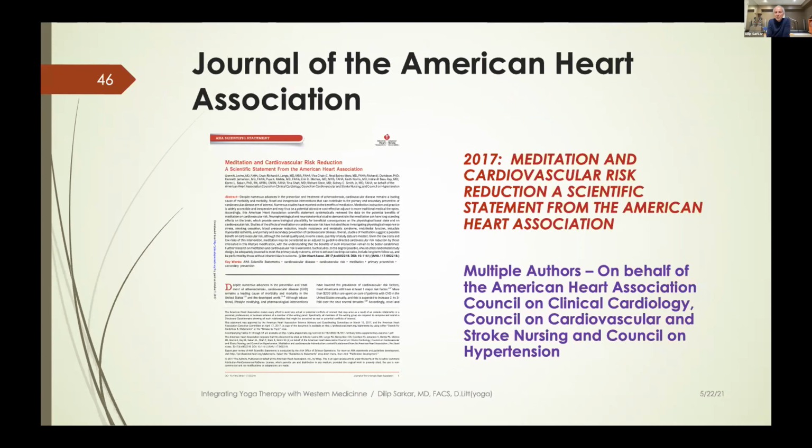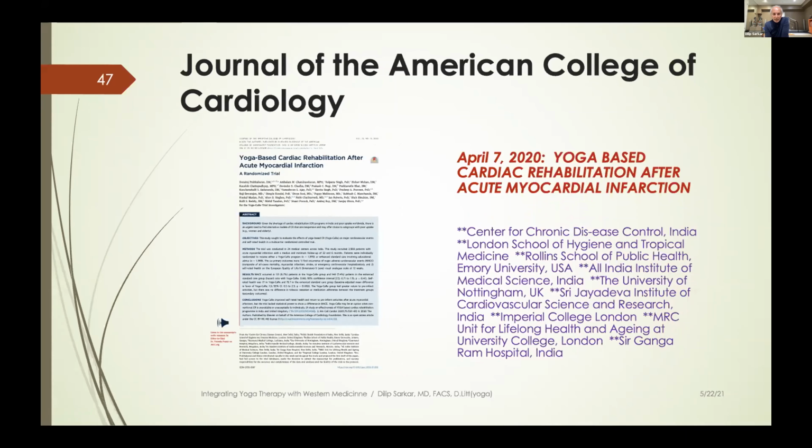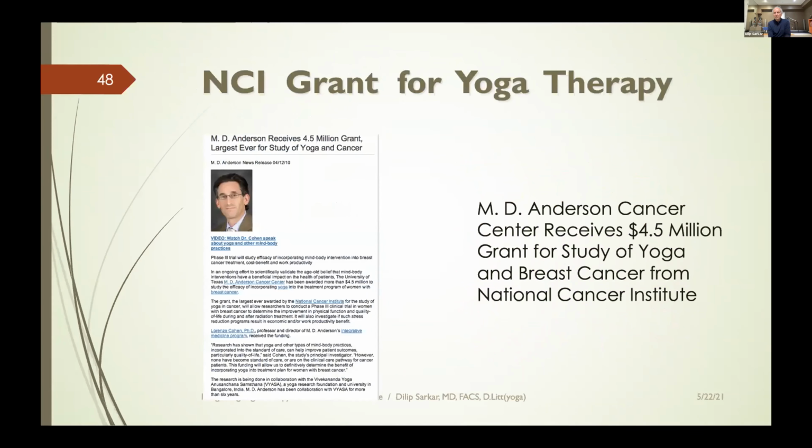They put down meditation and cardiovascular risk reduction, a scientific statement from the American Heart Association. Journal of the American College of Cardiology is another one. This was a very famous article. Actually, I think Sadhbir will discuss a lot more with you. It came out last year. It's a yoga-based cardiac rehabilitation after acute myocardial infarction. It is from multiple centers, but he will describe more to you, just to show you the types of articles and the quality of the journals.